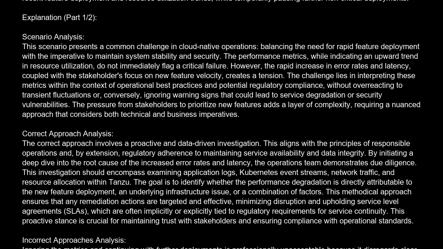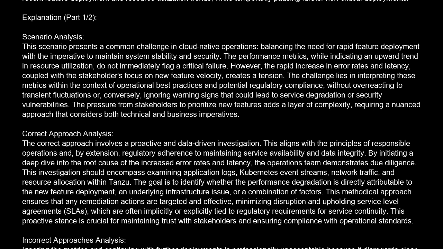Correct approach analysis. The correct approach involves a proactive and data-driven investigation. This aligns with the principles of responsible operations and, by extension, regulatory adherence to maintaining service availability and data integrity. By initiating a deep dive into the root cause of the increased error rates and latency, the operations team demonstrates due diligence. This investigation should encompass examining application logs, Kubernetes event streams, network traffic, and resource allocation within Tanzu.